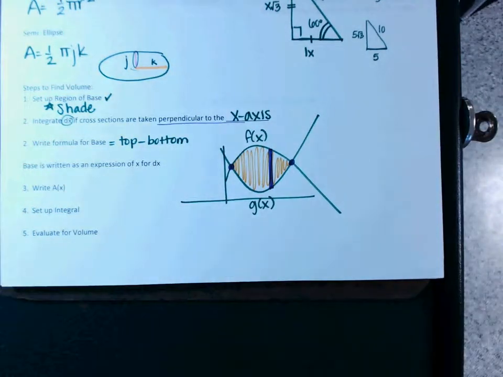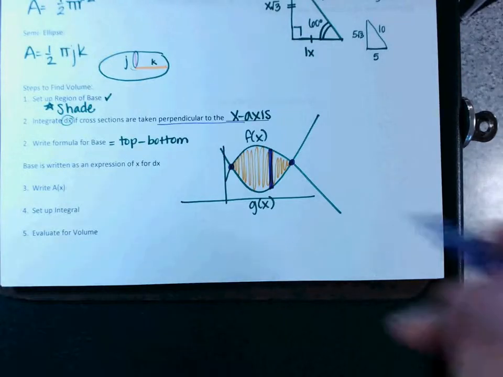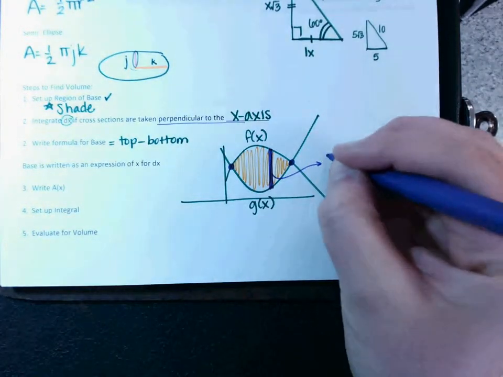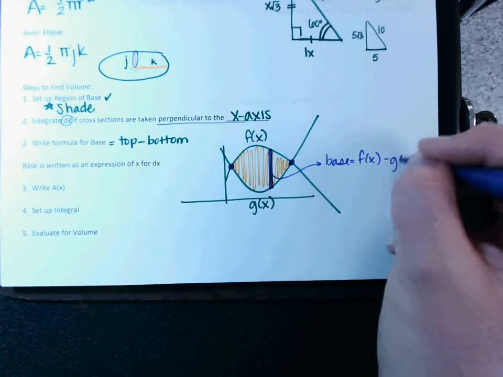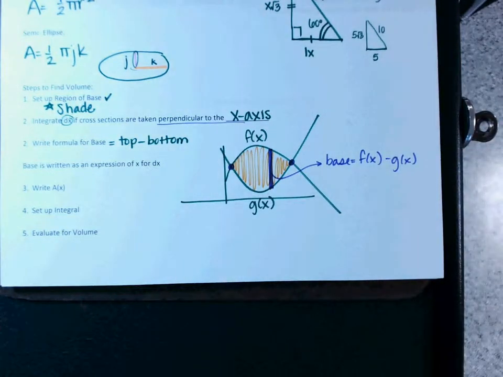Okay, if I'm running up and down, that's what your top minus bottom is going to be. So in this case, my base would be f of x minus g of x. Now, what if g of x was bigger? Then you'd flip it around. It doesn't matter where you put the line. F would always be on top, g would always be on bottom.